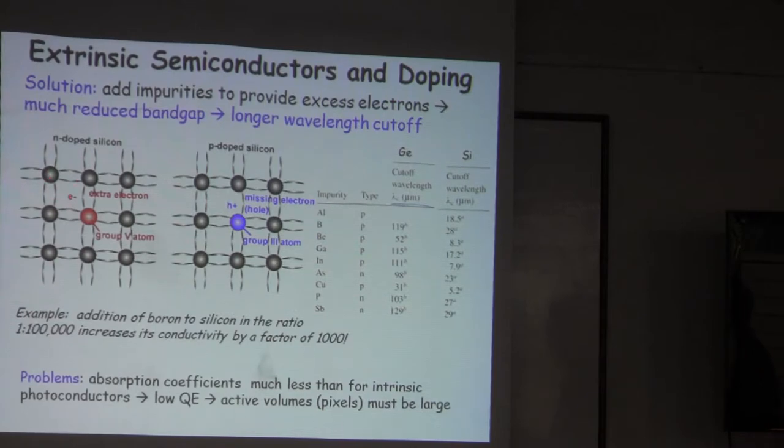And because it's less bound, that means that if we now have a photon hitting the material, the energy that is needed to move that electron away is actually much less. And so, if we dope our material with impurities, the way to read this table is the following. We take a silicon crystal, we add some arsenic atoms.